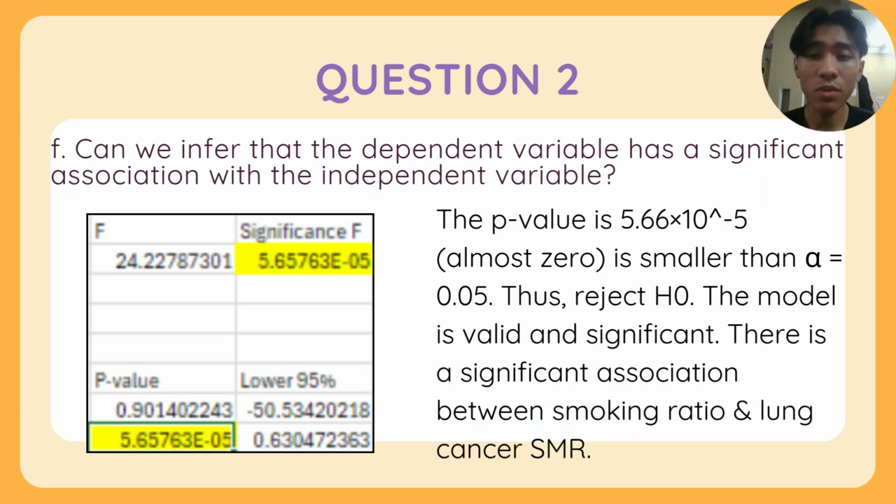For question 2f, can we infer that the dependent variable has a significant association with the independent variable? As you can see on the table, the p-value is 5.66 times 10 to the power of negative 5, which is almost 0, smaller than alpha equal to 0.05. Thus, reject H0, the model is valid and significant. There is a significant association between smoking ratio and lung cancer SMR.